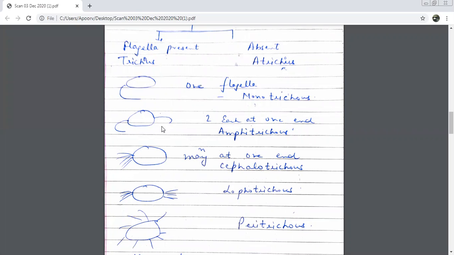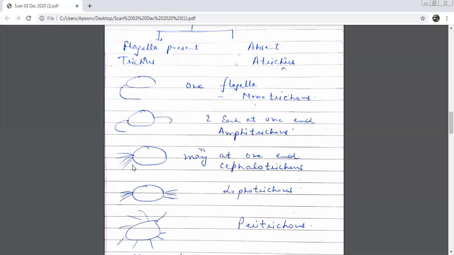एक इधर होना चाहिए, एक इधर होना चाहिए. What is this called? Amphitrichous. Very good. Good children, we have many flagella, but at one end only. इधर बिल्कुल नहीं है, इधर खाली है, कुछ नहीं है. Here we have a lot of flagella. Then this shape is known as cephalotrichous.